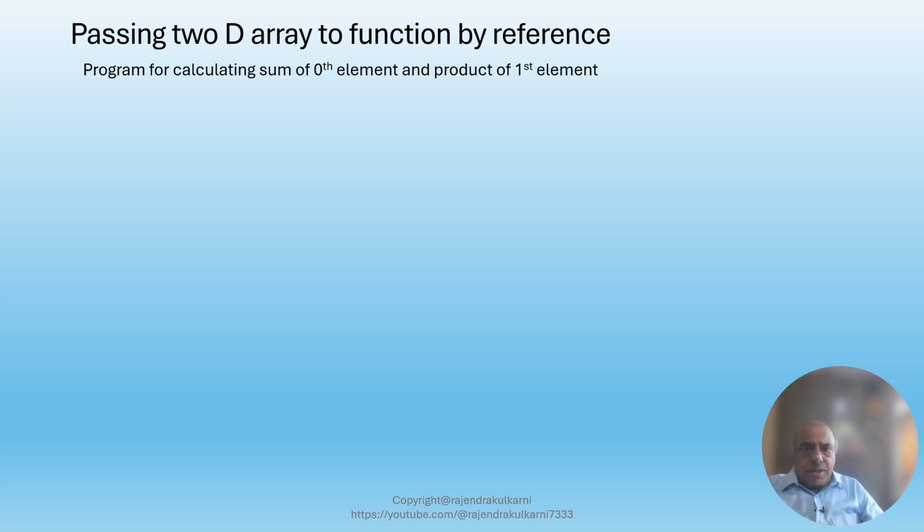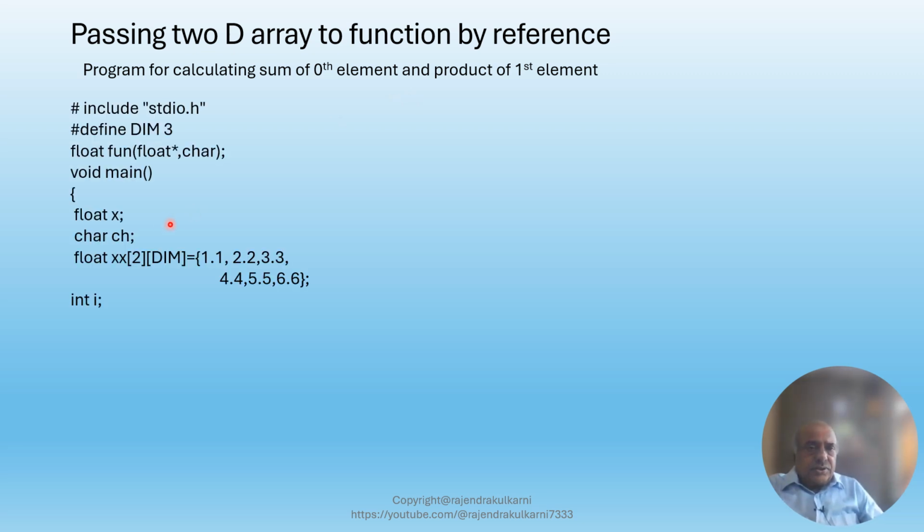We can also pass the values to the function by reference. In this program, passing 2D array to functions by reference, we will see how it is done. We will be calculating the sum of the 0th element and the product of the element number 1 of the 2D array, and the functions will be returning the sum and products as required.